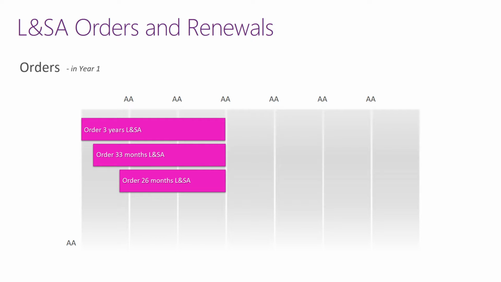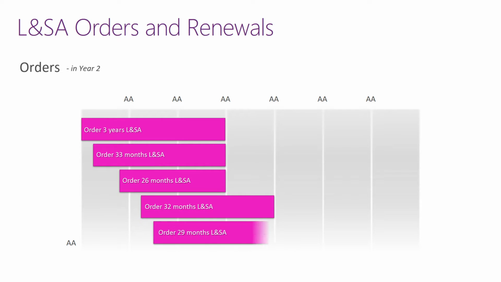During the second year of the agreement, it works in exactly the same way for new orders. Alignment is to the third anniversary, and the customer is billed for complete months of SA. You can see that it's always going to be between 25 and 36 months of SA.